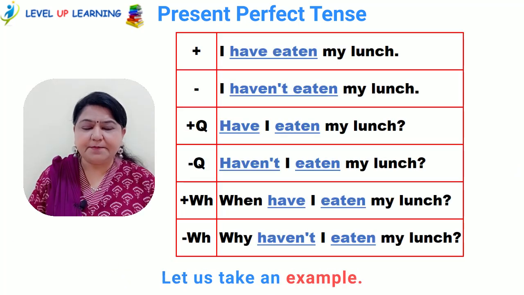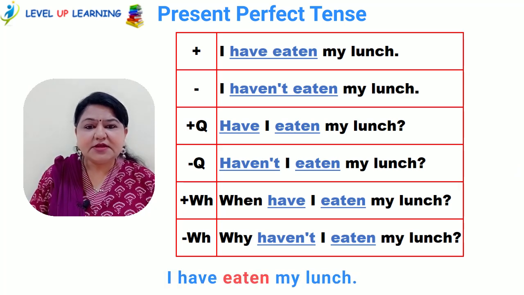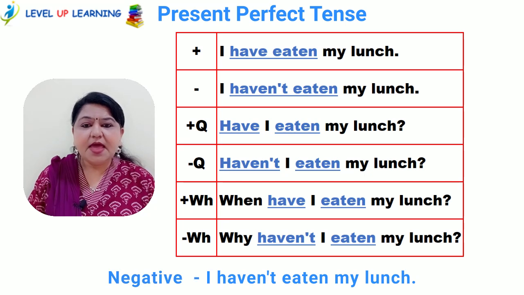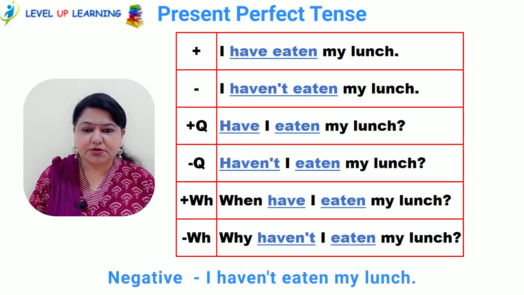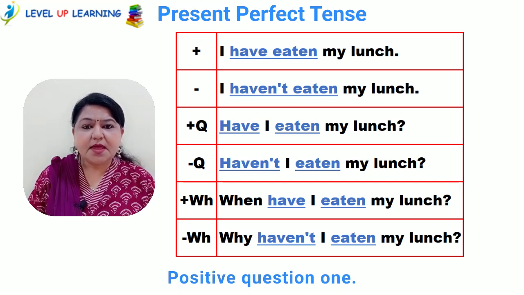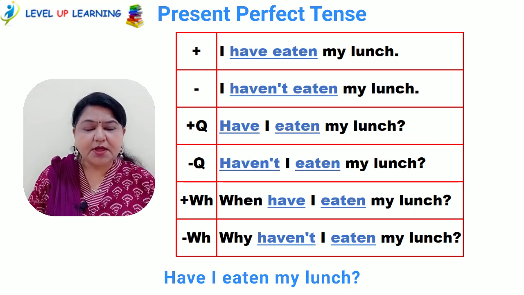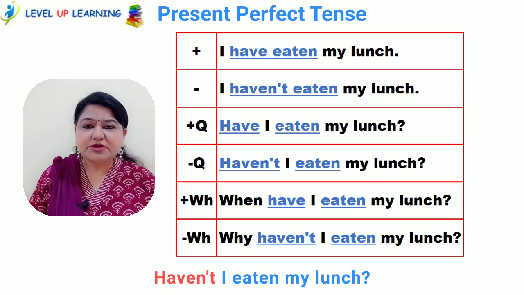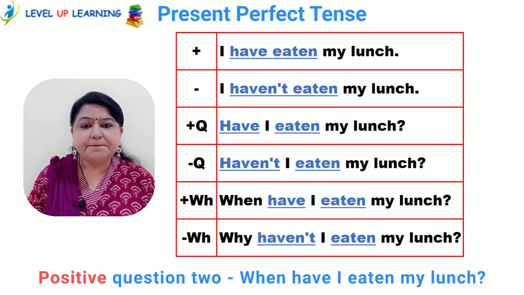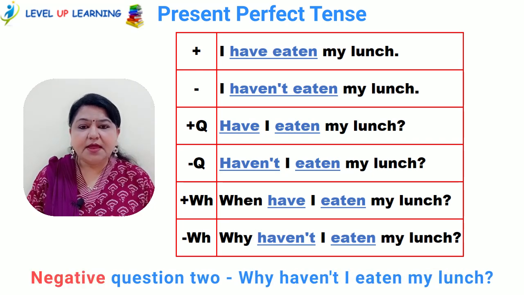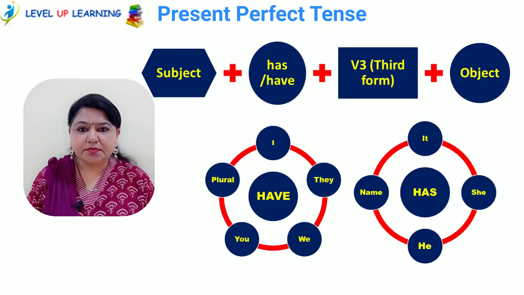Let us take an example. I have eaten my lunch. Negative: I haven't eaten my lunch. Positive question 1: Have I eaten my lunch? Negative question 1: Haven't I eaten my lunch? Positive question 2: When have I eaten my lunch? Negative question 2: Why haven't I eaten my lunch?